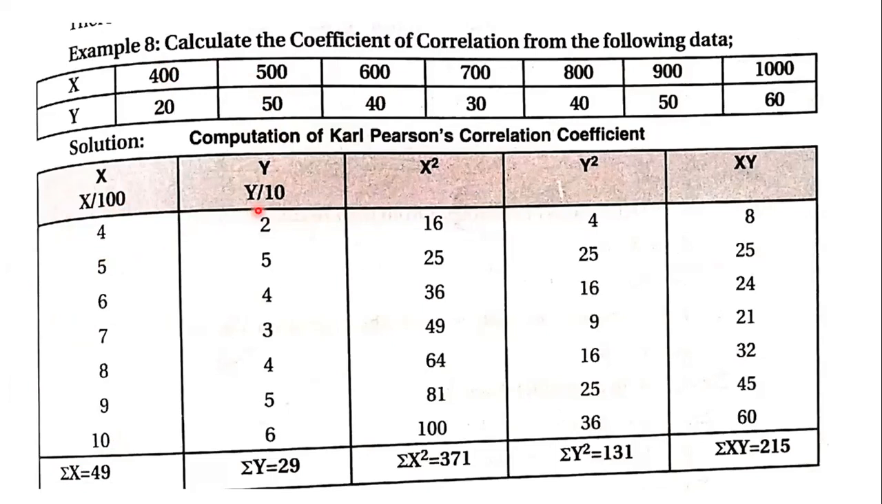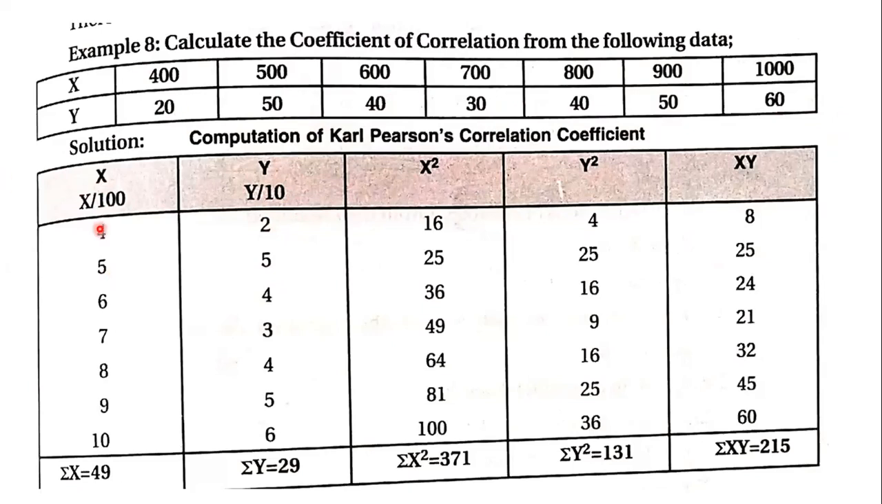Now coming to data for Y. For Y, you can see the common value is 0. One zero you can take out, which means you can divide the values of Y by 10. Here it was 100 and this is for 10. Now when you divide by 10, 20 by 10 is 2, 50 by 10 is 5, 40 by 10 is 4, 30 by 10 is 3, 40 by 10 is again 4, 50 by 10 is again 5, and 60 by 10 is again 6. So we got the values to be very simple and single digit.